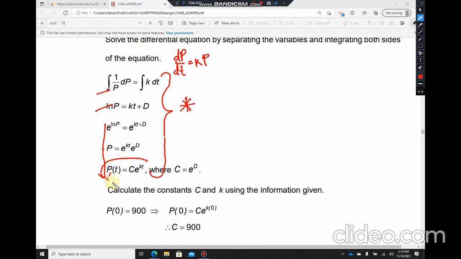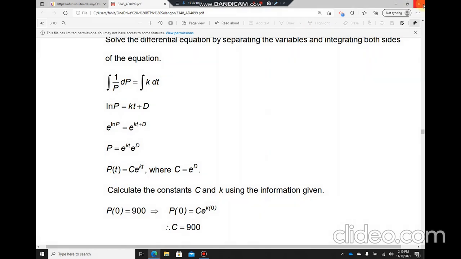Sebenarnya equation ni yang kita nak gunakan, which is P(t) equals to Ce^(kt). Okay, so sebenarnya equation ni je lah kita nak guna. Tapi kalau untuk setiap soalan, better awak tulislah start daripada atas ni, sampai dapat equation ni. Okay, so bila kita dah ada equation, kita dah show yang equation tu adalah P(t) equals to Ce^(kt).